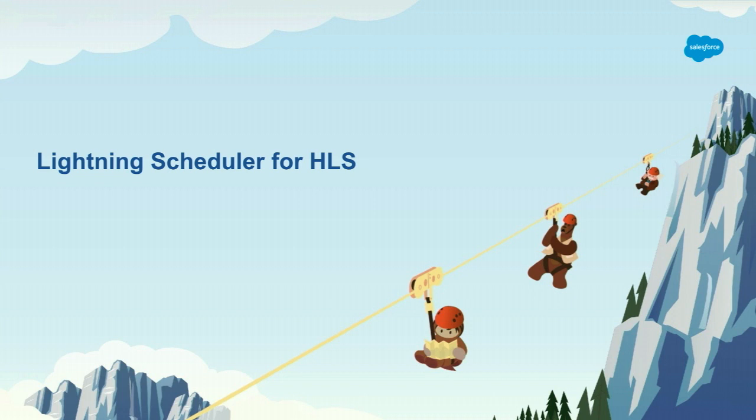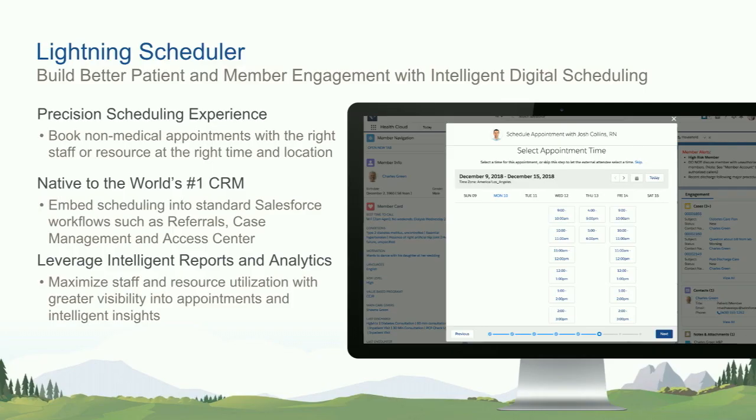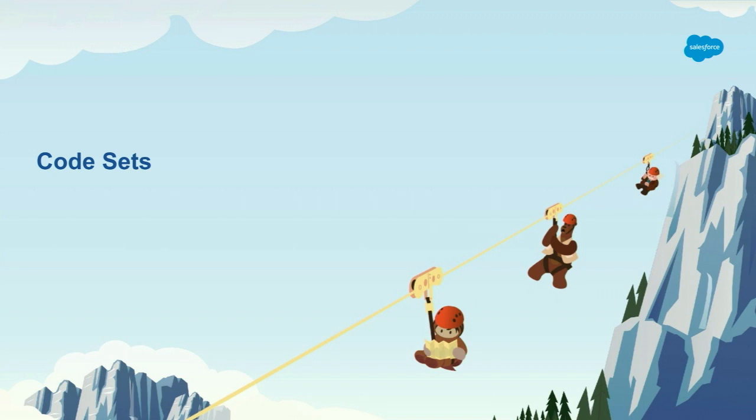Another thing that's exciting is that for the first time, we are releasing in Spring 19 what's called Lightning Scheduler for healthcare. Think of this as a simplified version of Field Service Lightning that enables you to perform in-person, over-the-phone, or video visit scheduling right within Health Cloud. It's completely integrated into Health Cloud. So if you have a care coordinator that you want to schedule, or you want to schedule a resource, for example, you can do that now right within Health Cloud. So that's super exciting.